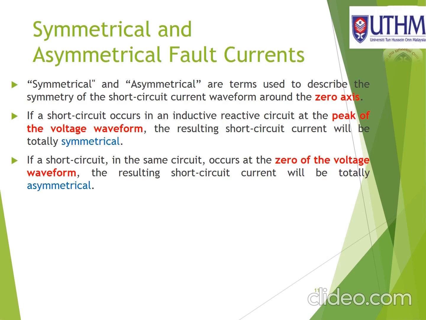This is the explanation of symmetrical and asymmetrical fault current. Symmetrical and asymmetrical are terms used to describe the symmetry of the short circuit current waveform around the zero axis. If the short circuit occurs in an inductive reactive circuit at the peak of the voltage waveform, the resulting short circuit current will be totally symmetrical. If the short circuit in the same circuit occurs at zero of the voltage waveform, the resulting short circuit current will be totally asymmetrical.